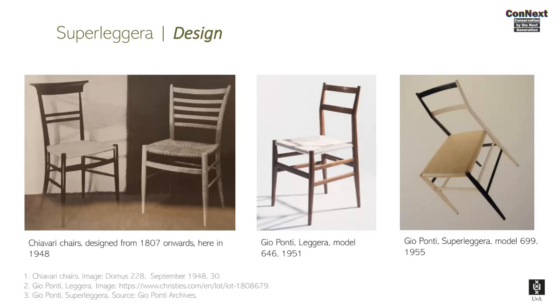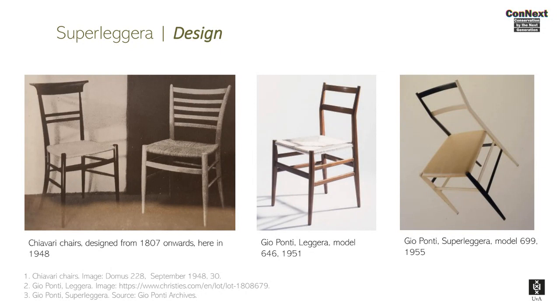The Superleggera is one of the style icons of the 20th century. It was designed in 1955 by Italian architect and designer Gio Ponti. And up to this day, it is manufactured by Italian furniture factory Cassina. The design of the chair is largely influenced by the Italian Chiavari chairs that were designed in the early 19th century and were very popular for their lightness and elegance.